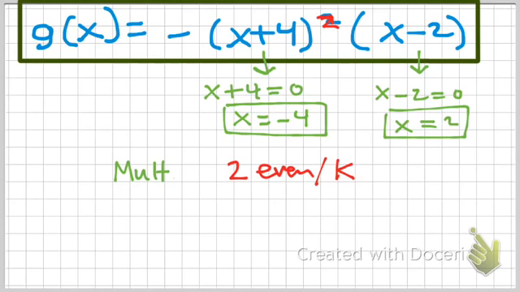How about the multiplicity at x equals 2? It's a 1. Even or odd? What do you do there? So I have that information, right?